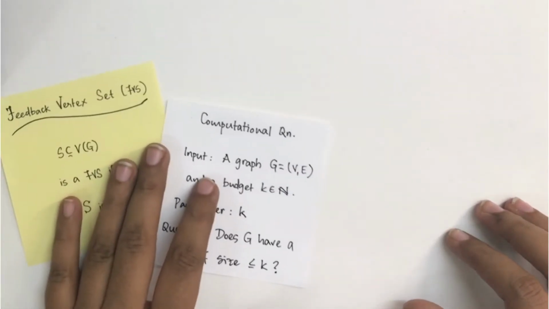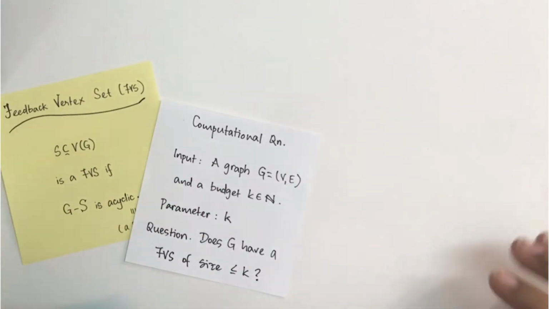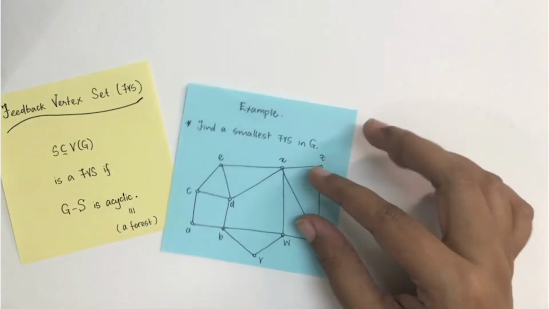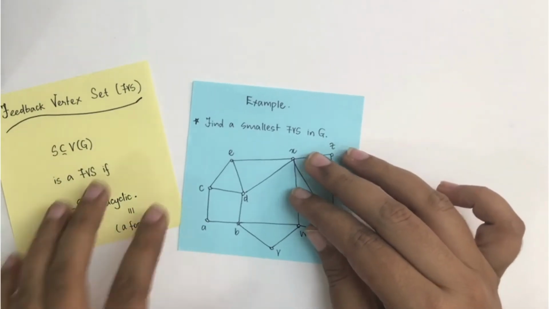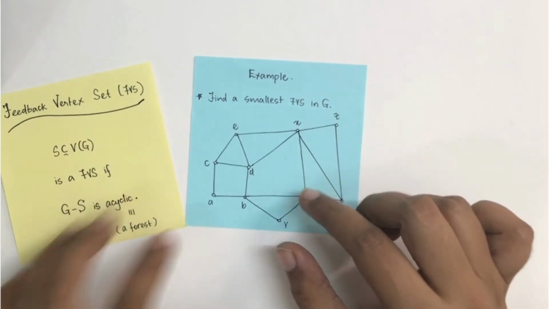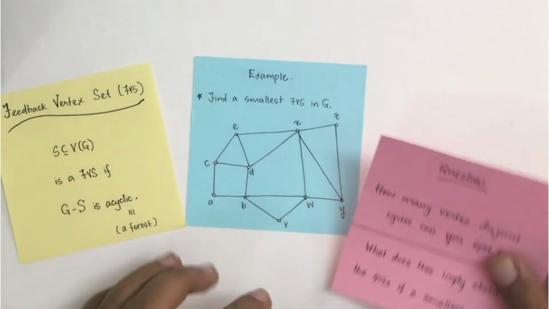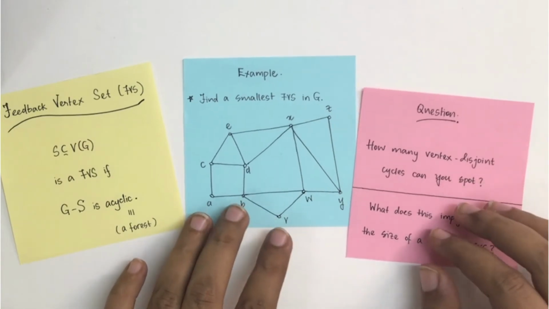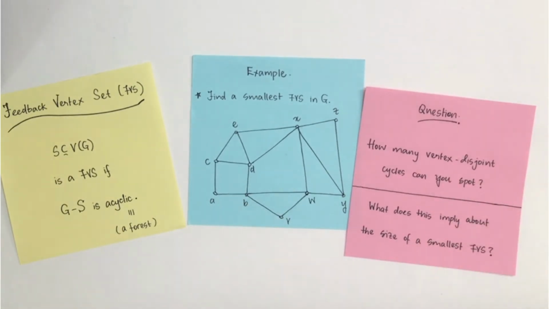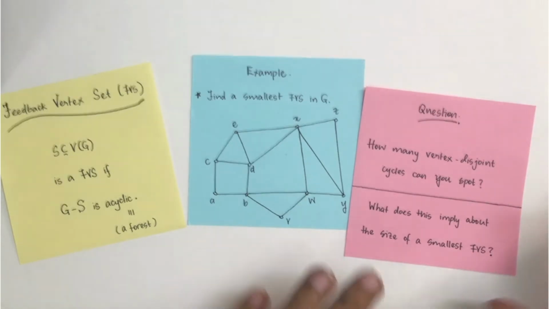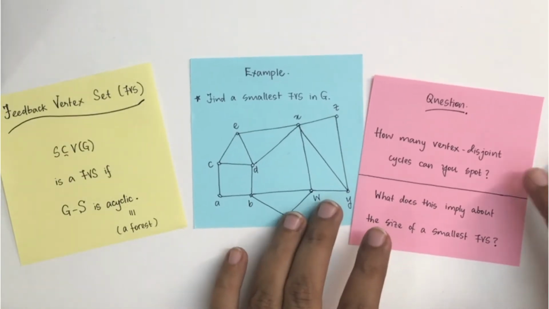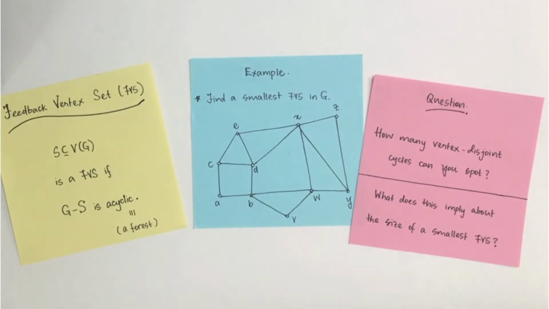Now, to get a feel for this, let's continue by looking at an example. Here is a graph and I want you to think about what is the smallest FVS in here. And to guide your thought process, let's think about these two very related questions. The first question is, how many vertex disjoint cycles can you find? And the follow-up question is, what does that tell you about the size of the FVS? The smallest FVS, any FVS, just think about that. This would be a good time to pause if you want to think about this yourself for some time.